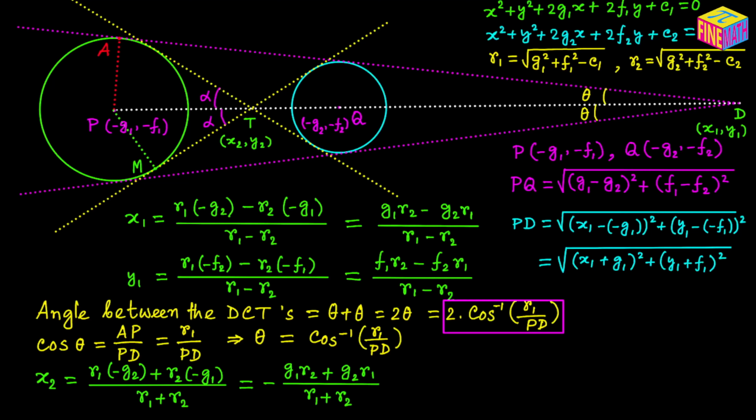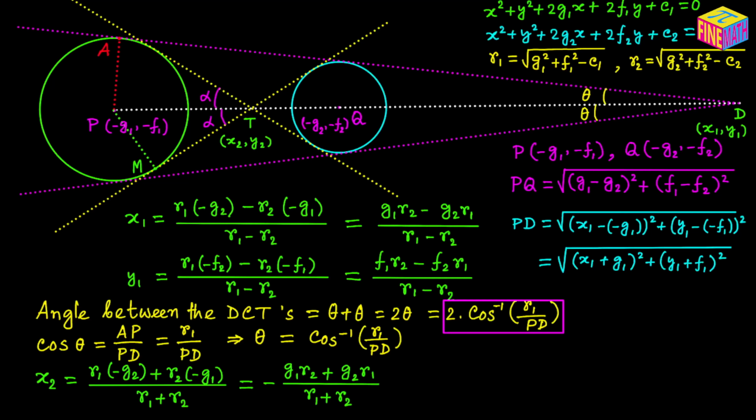I am simply using the section formula for internal division because T internally divides the PQ line segment in a ratio of r sub 1 is to r sub 2. So I am simply using the section formula to find the coordinates of the point T, because we already know the coordinates of the point P and point Q. So that is the x coordinate of the point T.